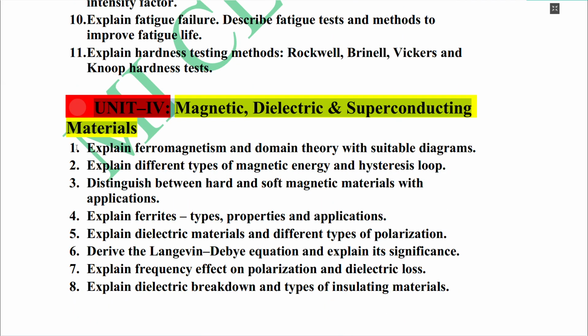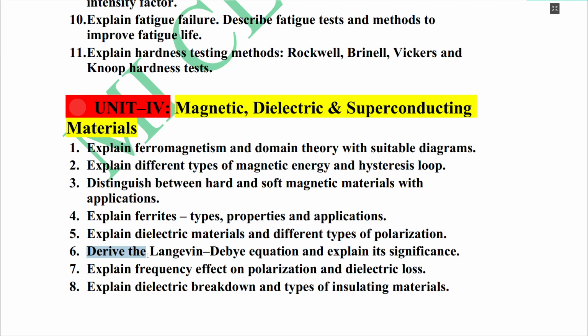Question number one is: explain ferromagnetism and domain theory with suitable diagrams. Question number two is: explain different types of magnetic energy and the hysteresis loop. Question number three is: distinguish between hard and soft magnetic materials with applications. Question number four is: explain ferrites, types, properties and applications. Question number five is: explain dielectric materials and different types of polarization.